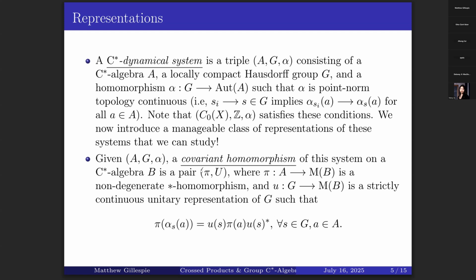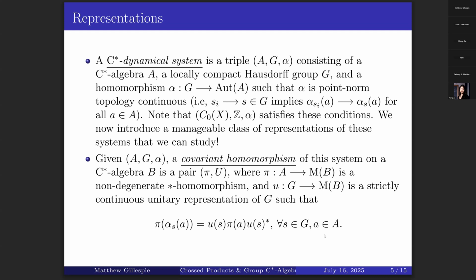And this pair pi and u satisfies the following covariance condition, which is that the following equation holds. This may look kind of random, but I'll explain why this is a very important condition. The condition simply says that pi of alpha sub s of a equals u of s pi of a u of s star. So u of s is a unitary, and all I'm doing on the right-hand side is conjugating pi of a by the unitary u of s. And I need this to hold for all elements s in the group and all elements a in the C-star algebra.